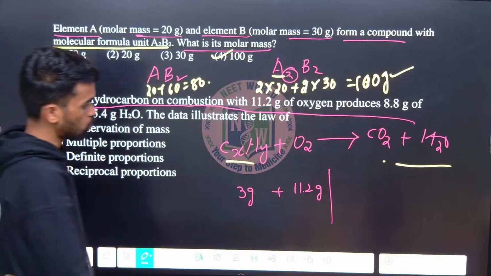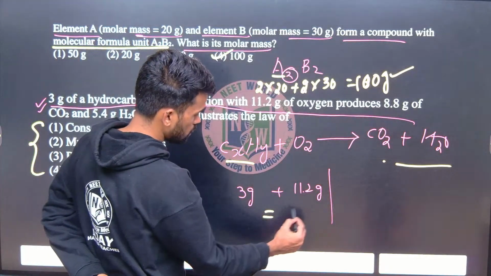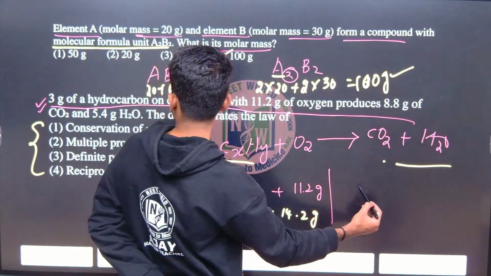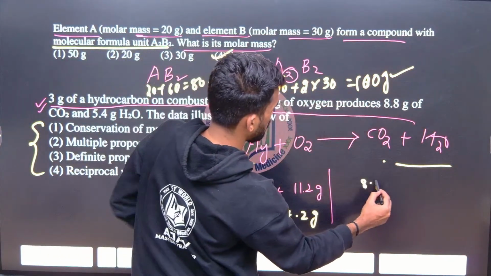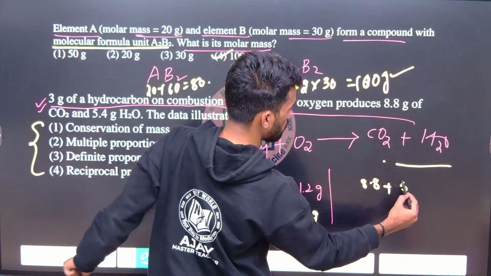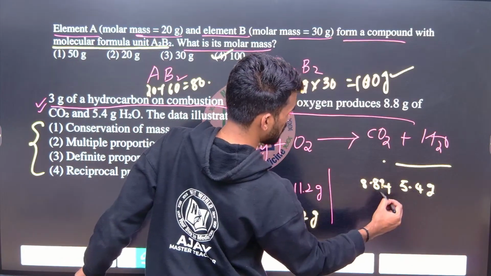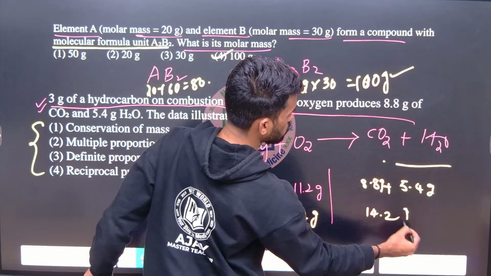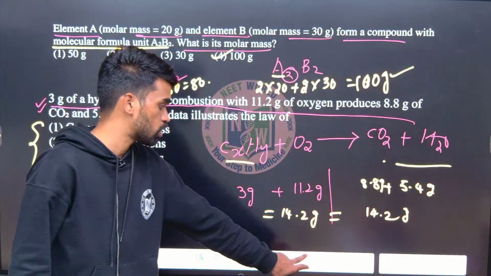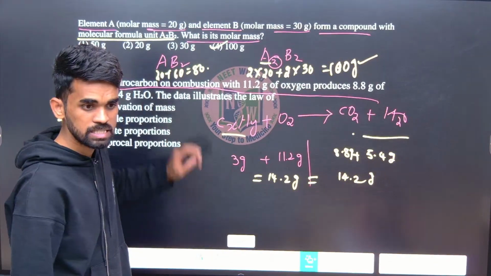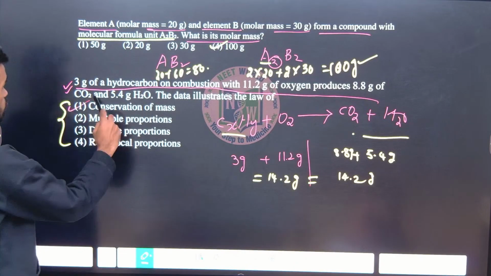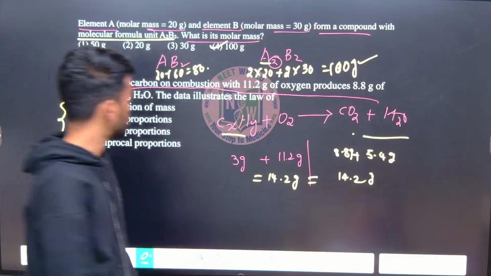Now what is the mass? Here we got total 14.2 grams on this side. On this side, CO2 is 8.8 grams plus 5.4 grams, so total mass will also be 14.2 grams. LHS mass and RHS mass are equal. Mass of reactants and products are equal. So I can say it is the law of conservation of mass. So first option. Okay, yes.